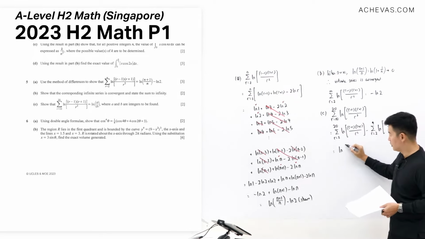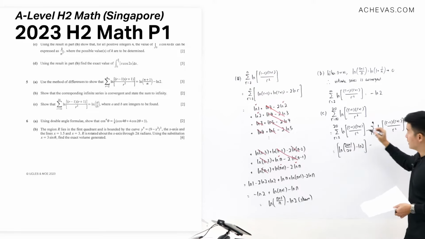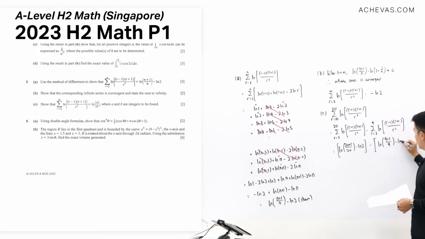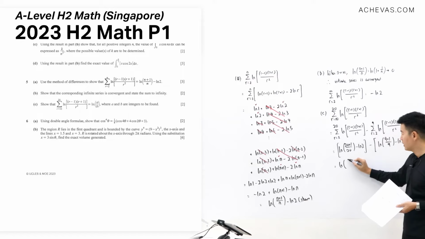So it's going to be ln of (20 plus 1) over 20 minus ln 2. Minus away, n is going to be replaced by 9. So it will be ln of (9 plus 1) over 9 minus ln 2. Minus ln 2 plus ln 2, it will disappear. So I will be just left with 21 over 20 within the logarithmic function.